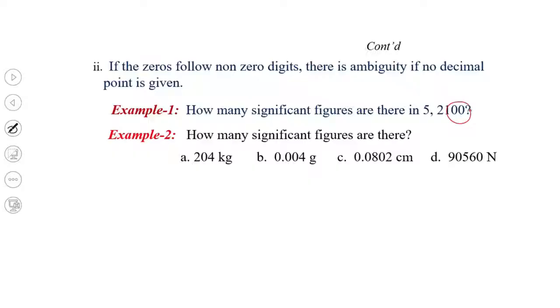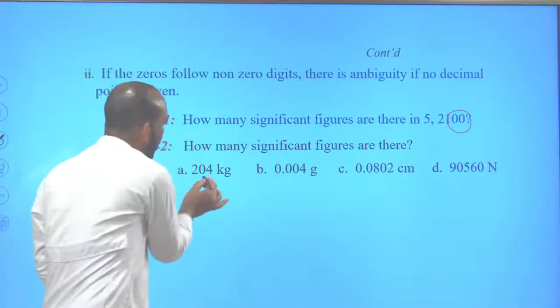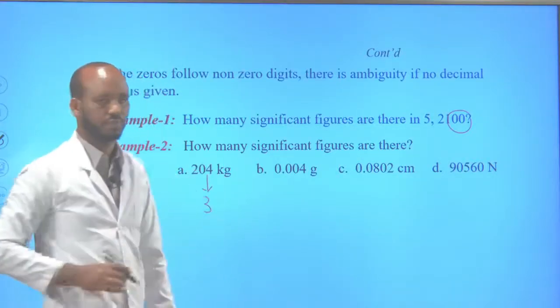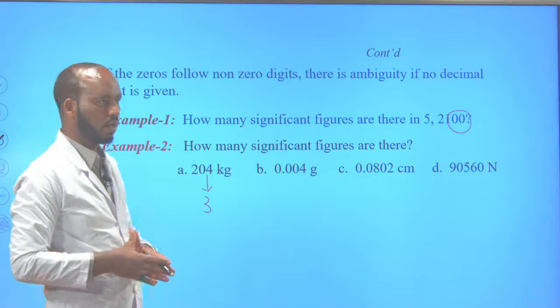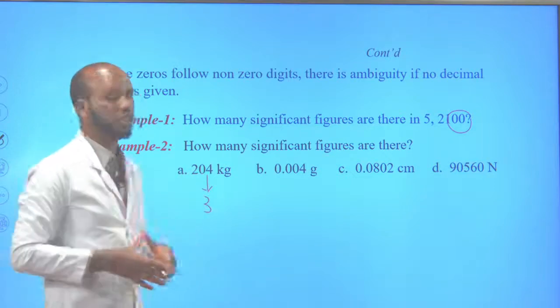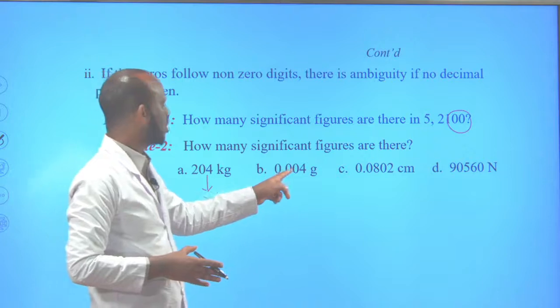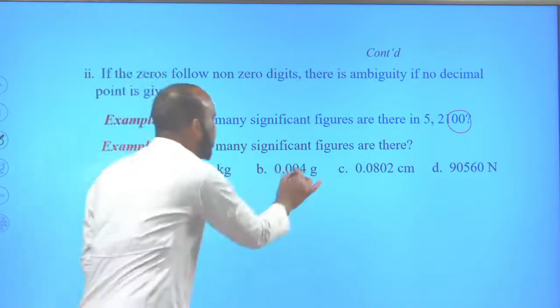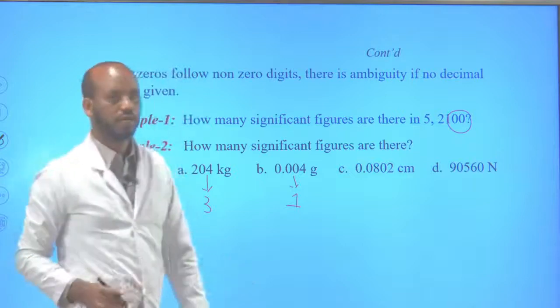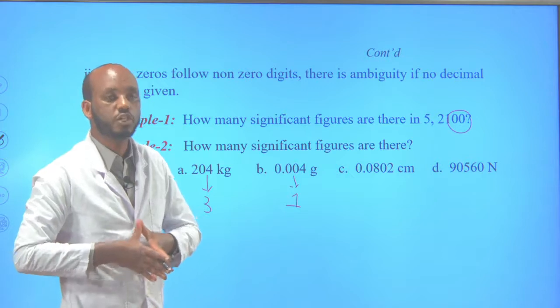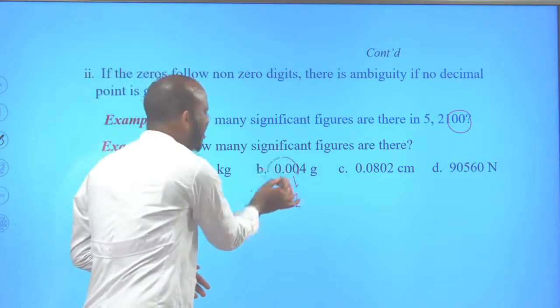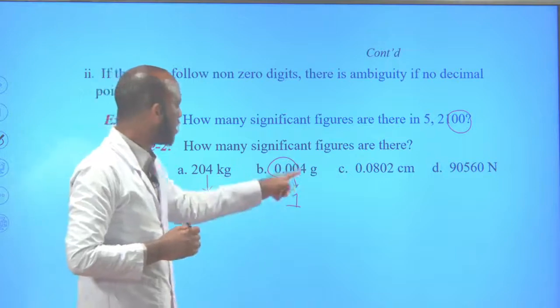Example 2. How many significant figures are there? A, in 204 kg. Three significant figures are there in this number. This 0 is significant because it lies between non-zero digits. 0.004 gram. This number has one significant figure. Zeros are not significant if they are not preceded by non-zero digits. Therefore, these zeros are not significant. This number has only one significant figure.